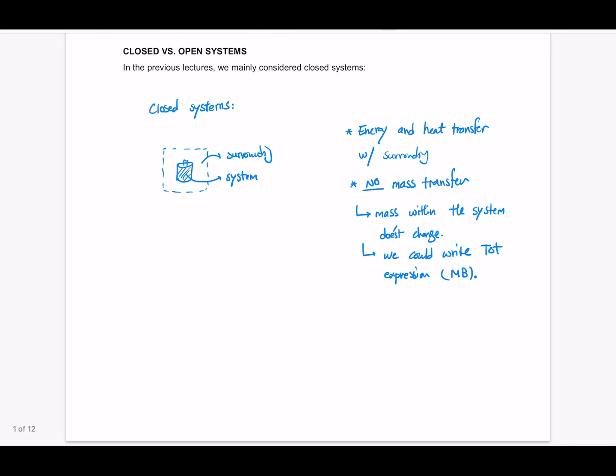But when we deal with an open system, it means we also have mass transfer between the system and the surrounding. So basically going in and out, and it's two ways. Here we also have the same heat and energy transfer, the same energy and heat.